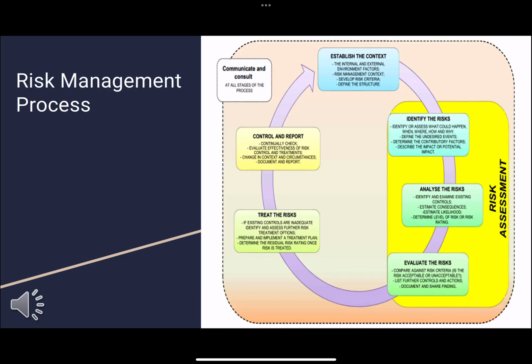Taking a look at the risk management process, we have to begin by establishing the context, which in this case is healthcare organizations. After we do that, we can move right into risk assessment, where we will identify the risks, analyze the risks, and then evaluate the risks. After we do that, we can treat the risks. And following that would be control and report, where we can make any changes that we feel are necessary.